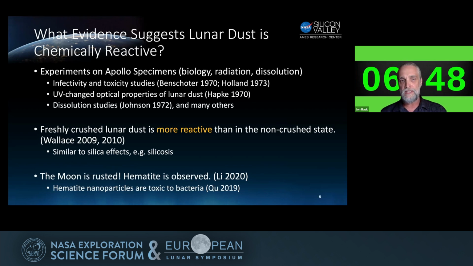But the most recent and more dynamic results in terms of crushing lunar dust were done by Billy Wallace and others. They discovered that it's much more reactive in its freshly crushed state, similar to silica. And one of the most profound visual references, in my opinion, is the fact that we have learned that hematite has been observed on the moon. We also know that hematite nanoparticles are toxic to bacteria.